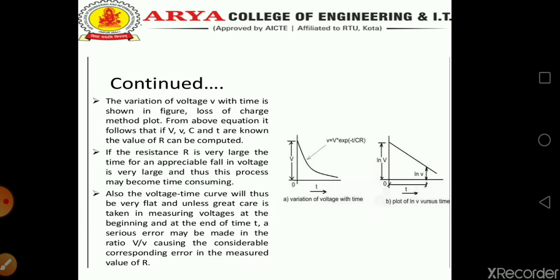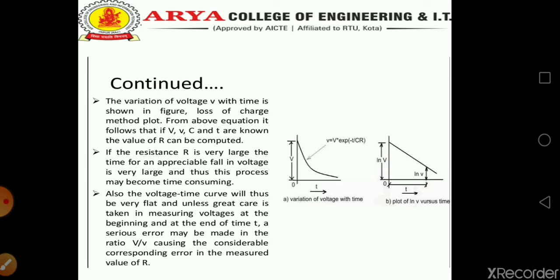The variation of the voltage v with the time is shown in the figure. Loss of charge method plot. From the above equation, it follows that V, small v, C and t are known, and the value of resistance R can be computed. If the resistance is very large, the time for the appreciable fall in voltage is very large. Thus, this process may become time consuming.